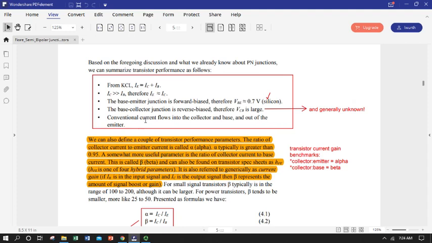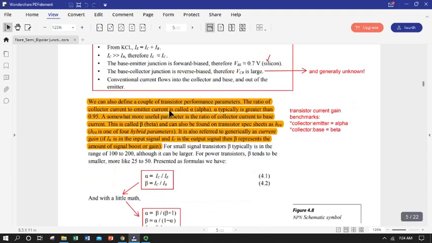And now we're ready to dive into our gain parameters. Just to recap, the magic of a BJT is it's a current gain device. If we put a little bit of current into the base, we can control and dictate how a larger amount of current can flow between the collector and the emitter. And so our first performance benchmark actually is relating those.